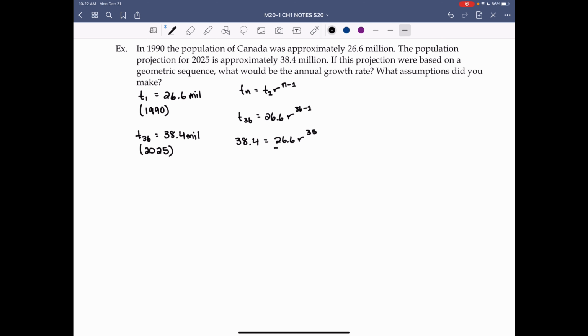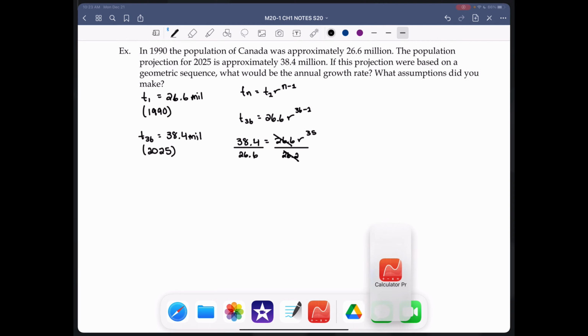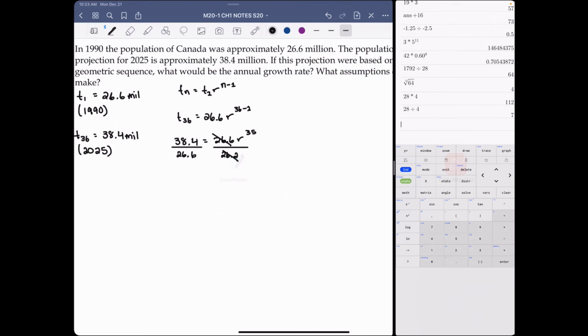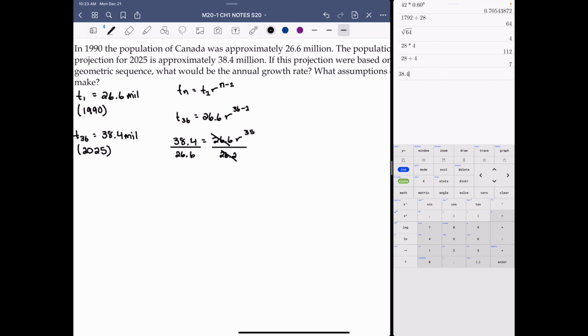Then we can divide both sides by 26.6. The 26.6 divides out on the right side. 38.4 divided by 26.6 is 1.4436... equals r to the power of 35.